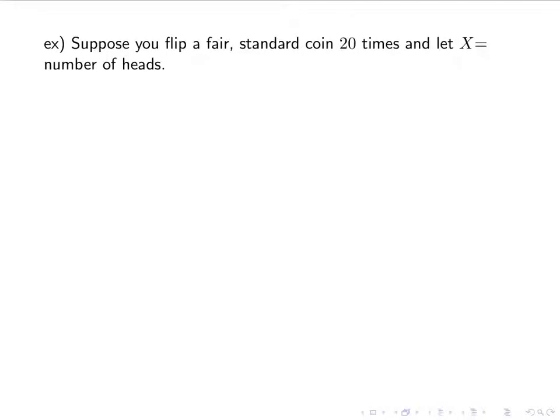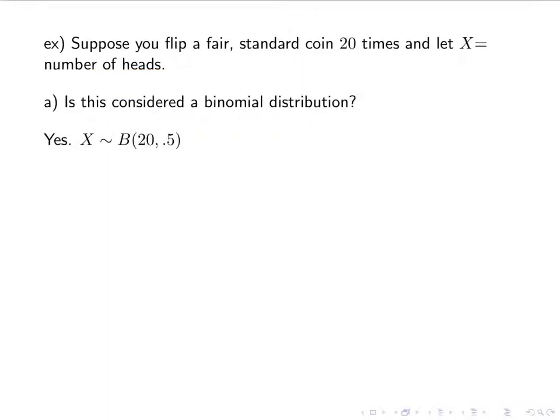So as our last example, suppose you flip a fair standard coin 20 times and let x equal the number of heads. Is this considered a binomial distribution? So again, there are two possible outcomes, either heads or tails. We'll assume nothing funky like it landing on its side. There are 20 trials, and do we know the probability of a success? The success in this case is the number of heads. And yes, we do. We know that p is 0.5. There's a 50-50 chance of flipping a head versus a tail, because this is a fair standard coin. So x is binomially distributed with 20, 0.5.